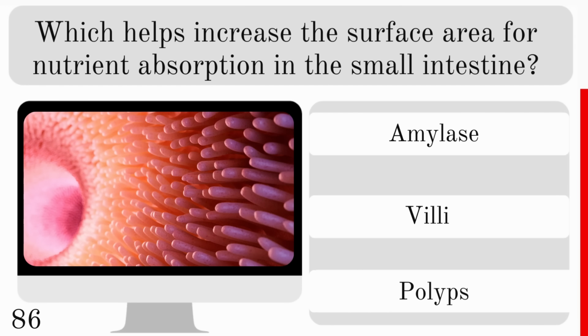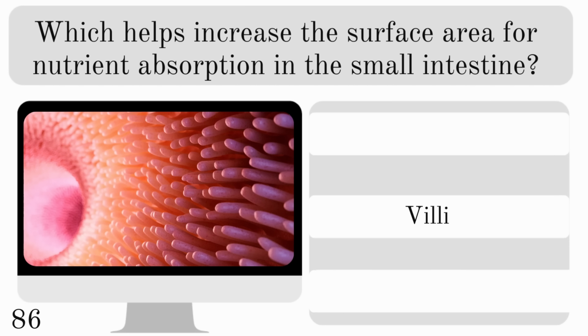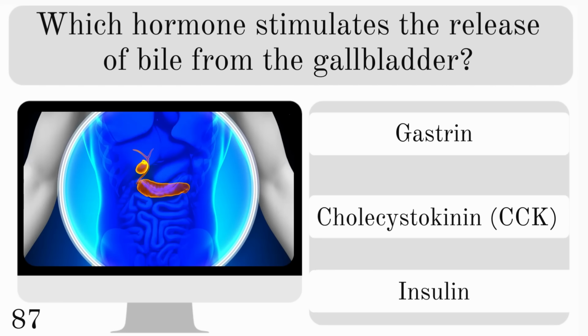Which helps increase the surface area for nutrient absorption in the small intestine? Amylase, villi, or polyps? And the answer there, villi. Which hormone stimulates the release of bile from the gallbladder? Gastrin, CCK or insulin? And the answer is CCK.